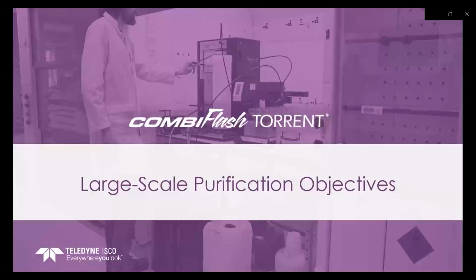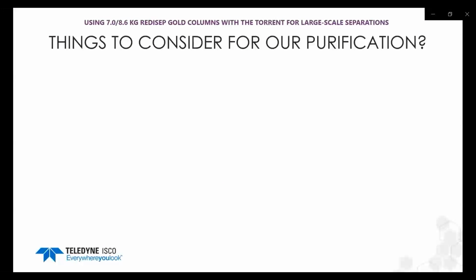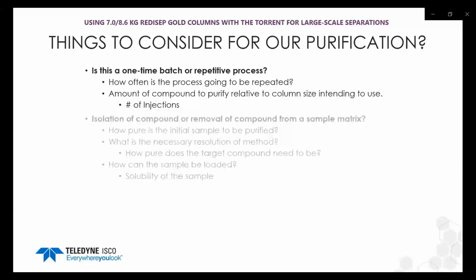So to begin, we'll be discussing large-scale purification objectives. What kind of things do we need to consider for our purification? Is this a one-time batch or is it a repetitive process? How often are we going to be doing the process? How much compound do we need to purify, and what is that relative to the column size we're intending to use? This is going to tell us how many injections we need to perform.